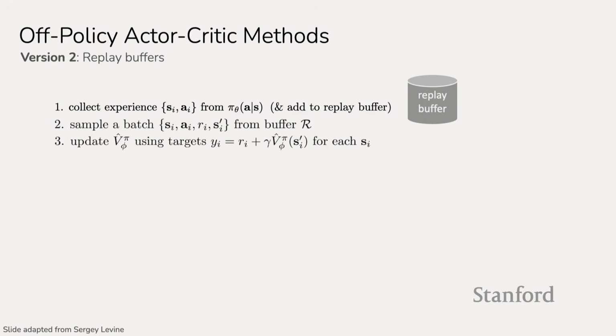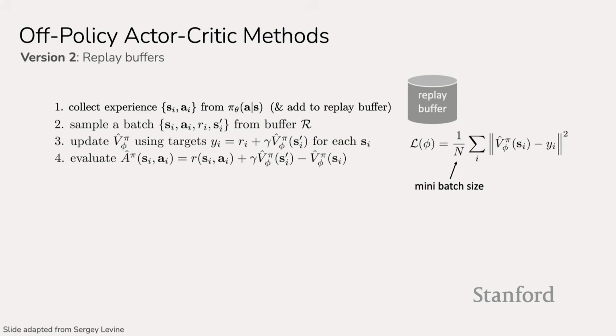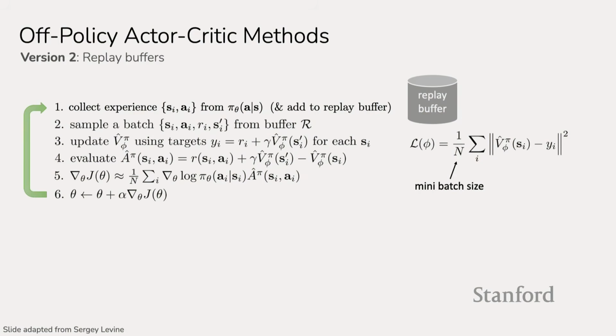Then we'll update our value function using the batch of data that we just sampled from the buffer. We can update our value function with the same objective as before, but now we're averaging over our mini batch. Then we can evaluate the advantage and take a gradient step on our policy. So that's the mechanics of replay buffers. Finally, we update the policy and then repeat this process.